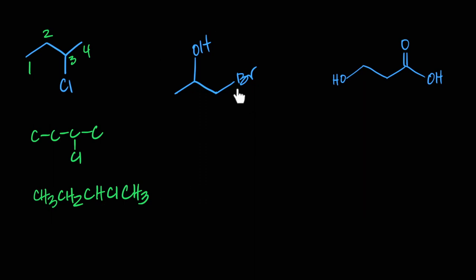Okay. Now let's go to this one. This one's a little more fascinating because now we've got two different branches sticking out. So I count, this is my carbon number one, my carbon number two, my carbon number three. And this is not carbon number four, this is carbon number three bonding to BR. This is carbon number two bonding to OH.